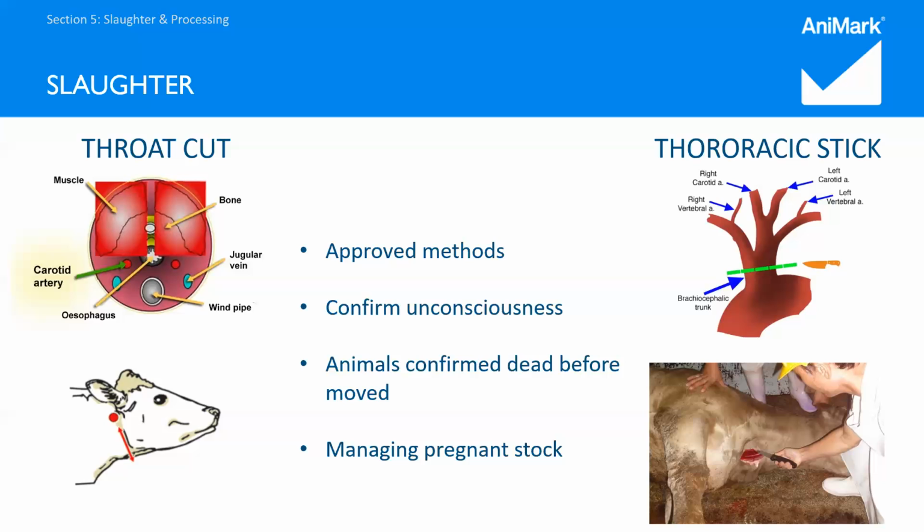The animal should be confirmed as unconscious before it's released from restraint or moved or hoisted, and the animal must be confirmed as dead before dressing procedures start. If female animals are found to be pregnant at the abattoir, they should be handled separately, and the fetus not removed before 5 minutes after the slaughter. If the fetus is alive, it should be prevented from breathing.